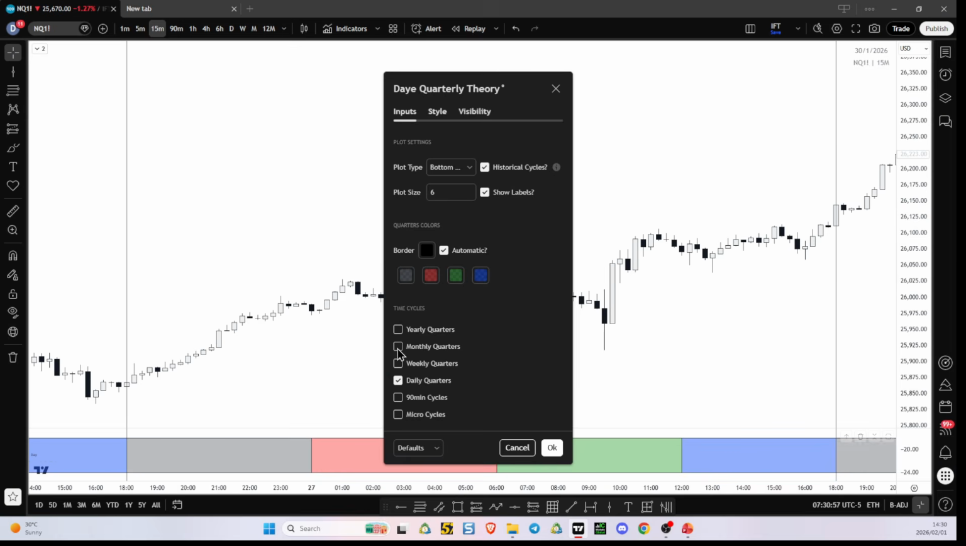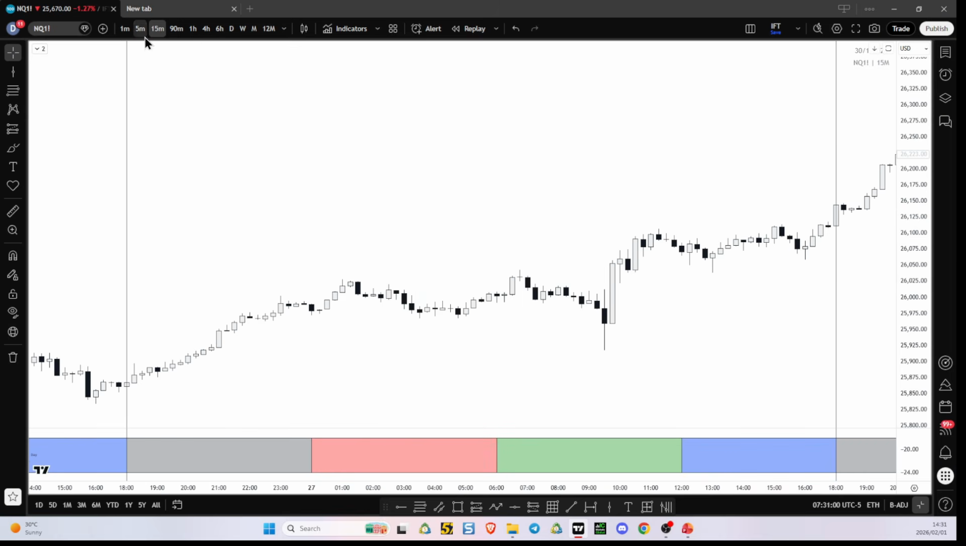All right, so I've selected the daily cycle and you view the daily cycle through the lens of the M15. The daily cycle is that we take an entire day's worth of trading and split it into quarters. The first session, which is the Asia session, is Q1. Q2 is the London session, Q3 is the New York session, and Q4 is the afternoon or the PM session. This is the daily cycle, okay?